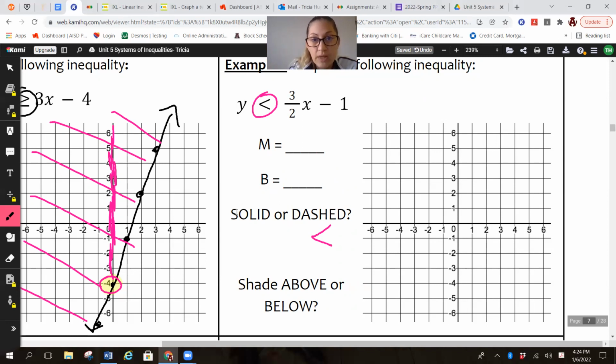Okay. Now I'm going to go ahead and get my M is 3/2. My B is -1. My M is going to be up 3, 1, 2, 3 over 2. Up 1, 2, 3 over 2. Now I'm going to go down. Down 1, 2, 3 over 2.